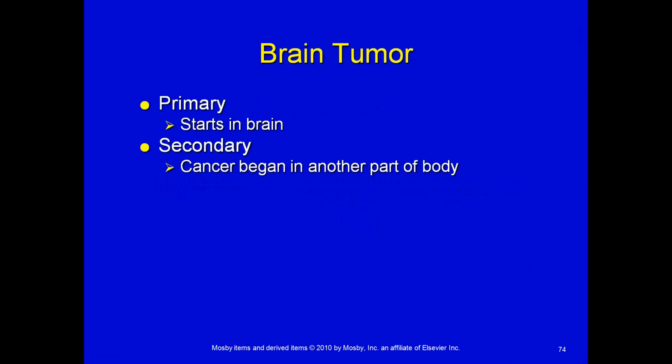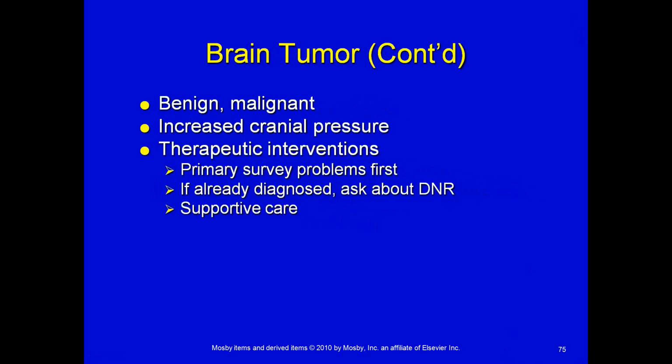Brain tumors may start as a primary cancer, or they may be the result of a secondary cancer that began somewhere else in the body and metastasized to the brain. They can be benign or they can be malignant, and certainly if they're benign, then once removed they don't pose any additional problems. However, if they're malignant, then they are often terminal.